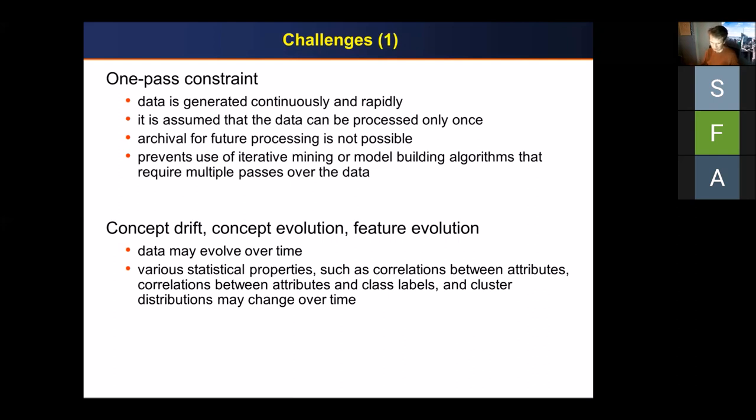If you try to get a snapshot, and then consider the history of what happened, there are three concepts called concept drift, concept evolution, and feature evolution, right? Because that happens as the data evolves over time, things change.